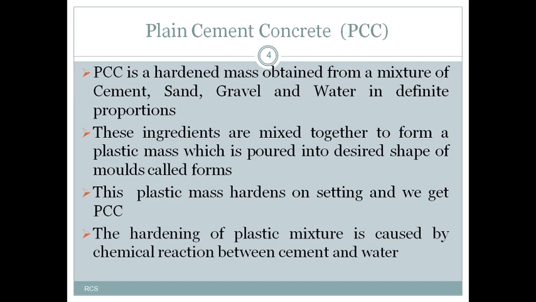Here, the ingredients used in plain cement concrete are similar to those used in simple concrete, that is cement, sand as fine aggregate, gravel as coarse aggregate, and the required quantity of water. These ingredients are mixed together to form a plastic mass. The plastic mass means the fresh state of concrete. This plastic mass can take any shape, and it hardens on setting to give PCC. The hardening of this plastic mass is caused by the chemical reaction between cement and water.